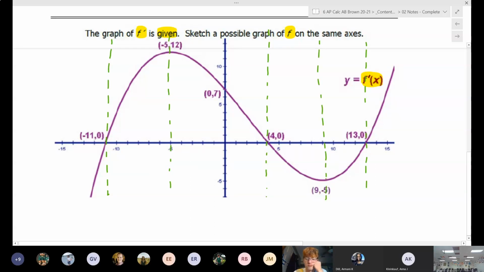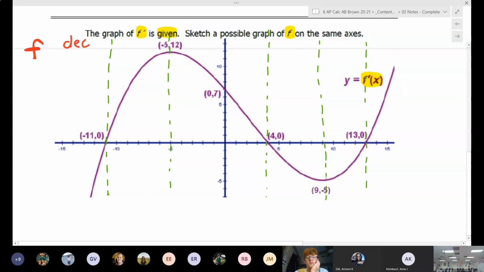And then I want to just figure out what f is doing as I work across the page. So I want to think about what f is doing. And again, if you just want to jump in and start drawing it, you definitely can. So when I look at this first section, I see my derivative is down here below the x-axis. Since the derivative is below the x-axis, I know the function's going to be decreasing.